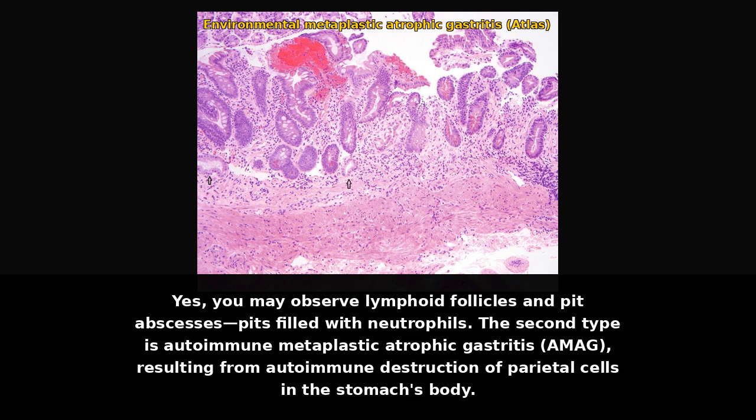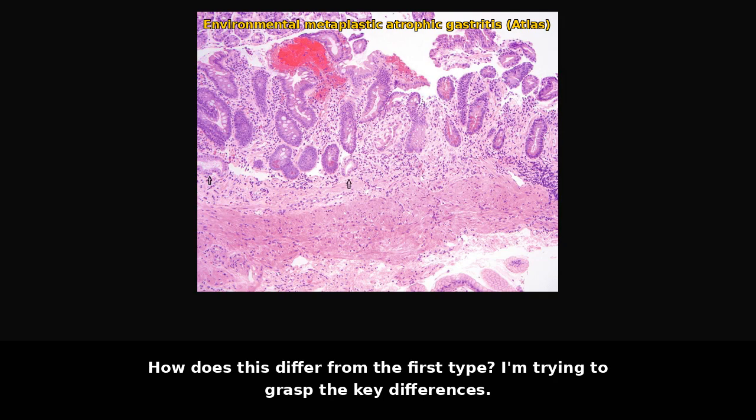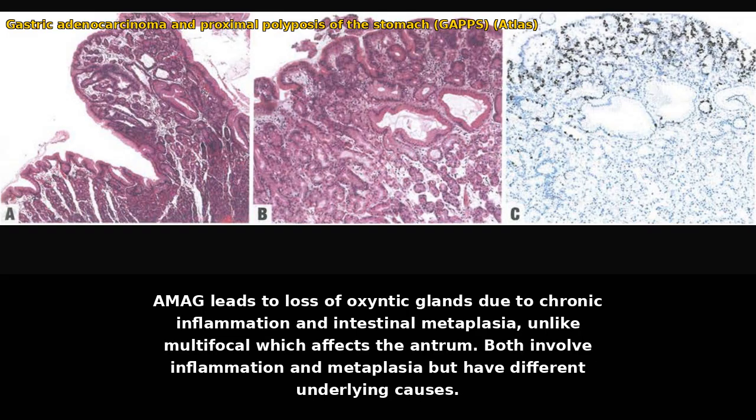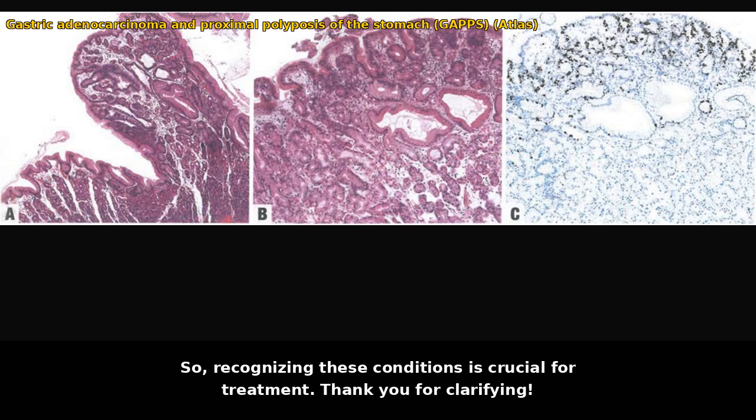resulting from autoimmune destruction of parietal cells in the stomach's body. How does this differ from the first type? I'm trying to grasp the key differences. AMAG leads to loss of oxyntic glands due to chronic inflammation and intestinal metaplasia. Unlike multifocal, which affects the antrum, both involve inflammation and metaplasia, but have different underlying causes. So, recognizing these conditions is crucial for treatment. Thank you for clarifying.